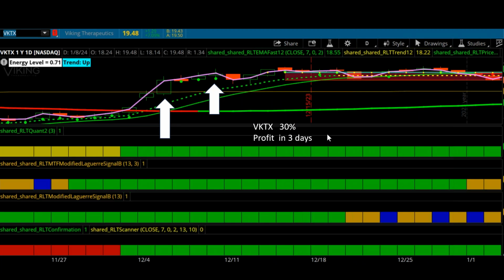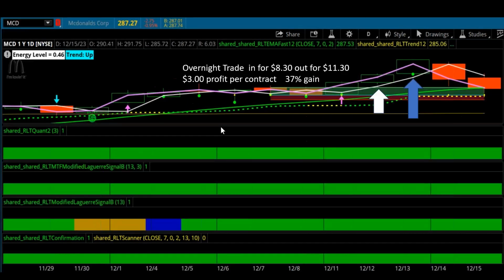Vertex, 3 days. This was 30%. This was a nice one as well. Everything green. We bought it here on this pop up. We actually got in this day on this candle right here during the day, and then we got out right here as it kind of topped out, putting in some wicks on top of the candlesticks. 30% profit in 3 days.